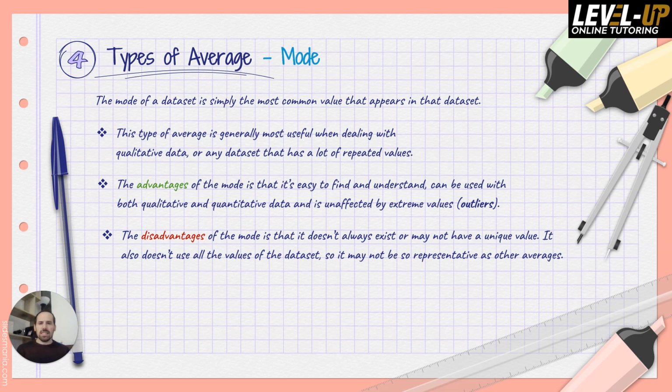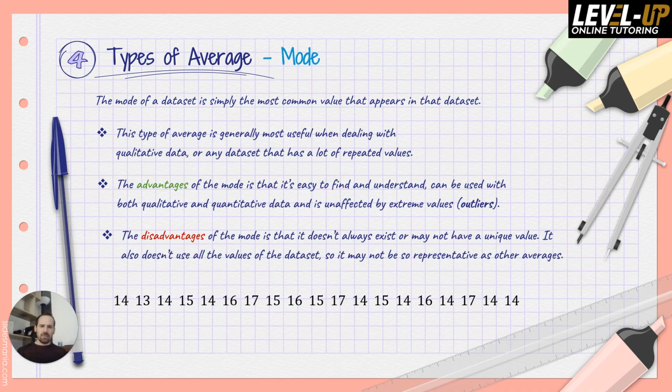The disadvantage is that it doesn't always exist. Like say if there are no duplicate values, then there is no most common value. And it doesn't always use all the values of the data set, so it's not really as representative as other averages. So say if we had this, which was the ages of students in a youth group, we can spot that the most common value there is 14. There's 1, 2, 3, 4, 5, 6, 7, 8 people who are 14, more than anyone else. So that would be the mode.